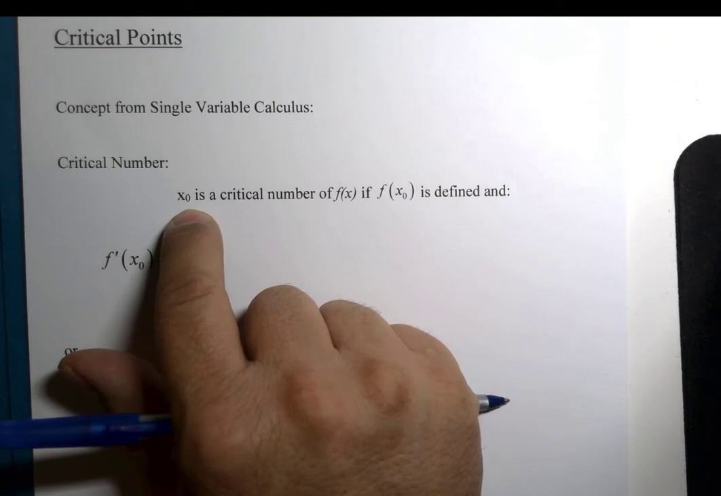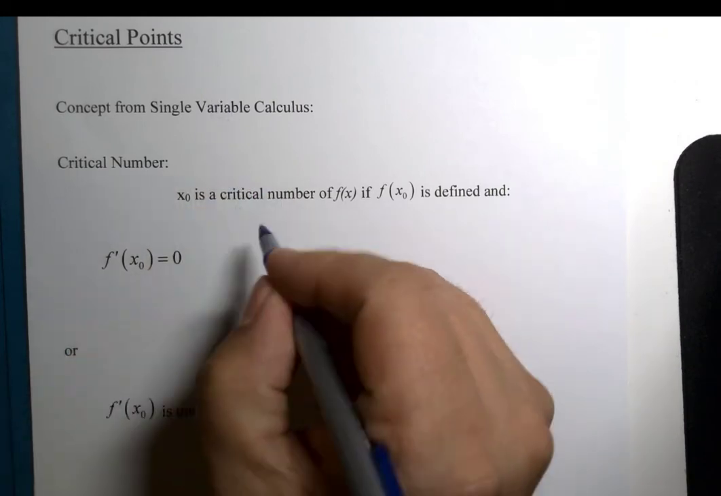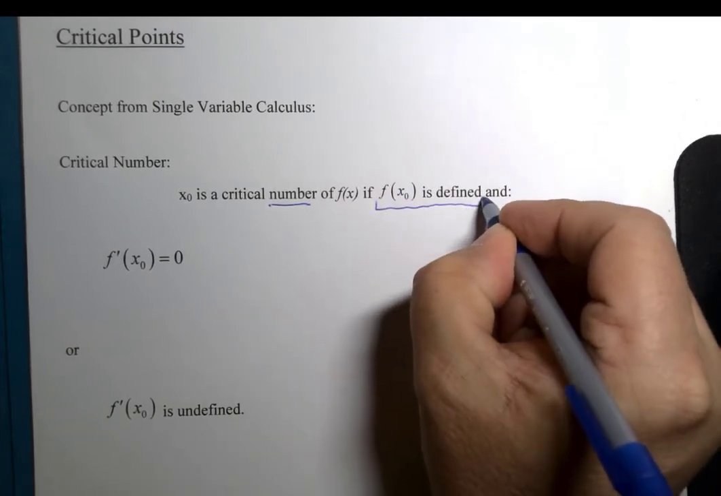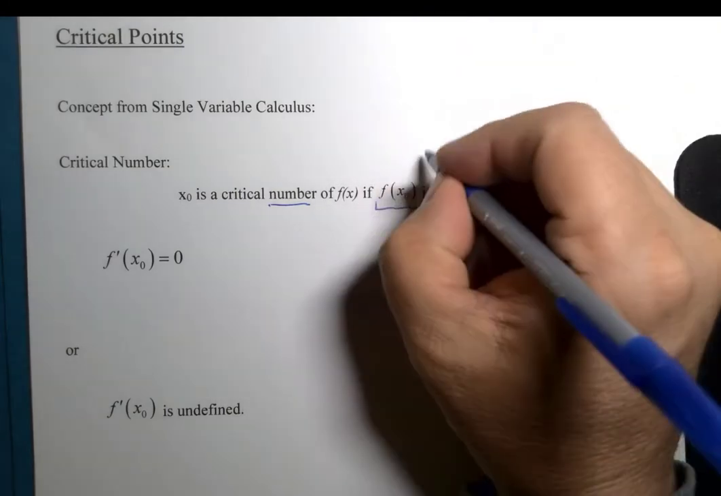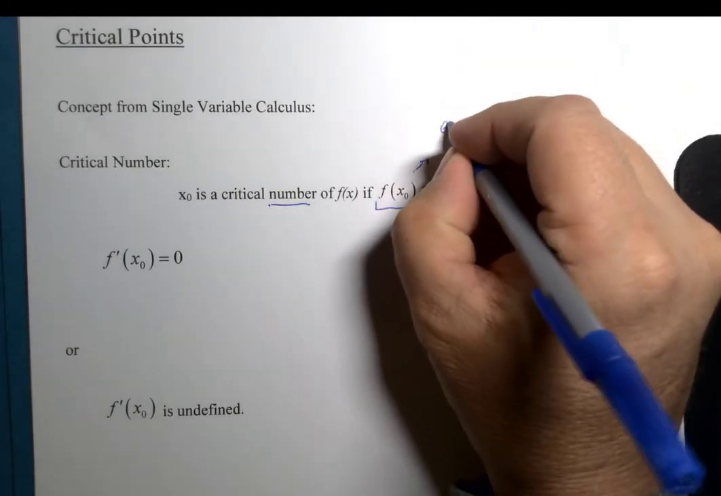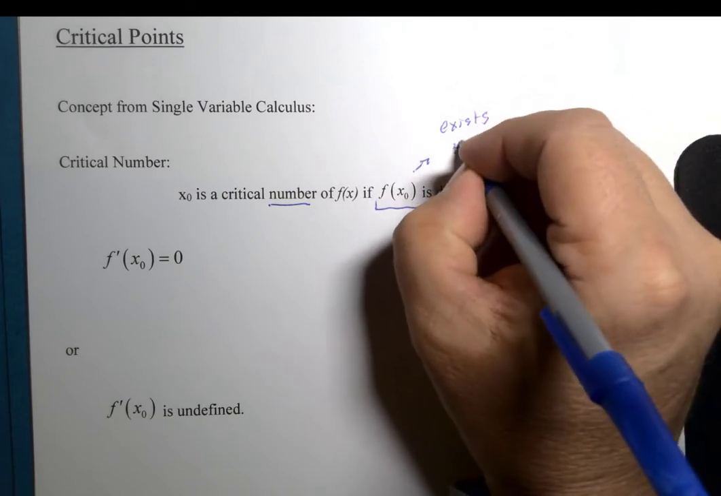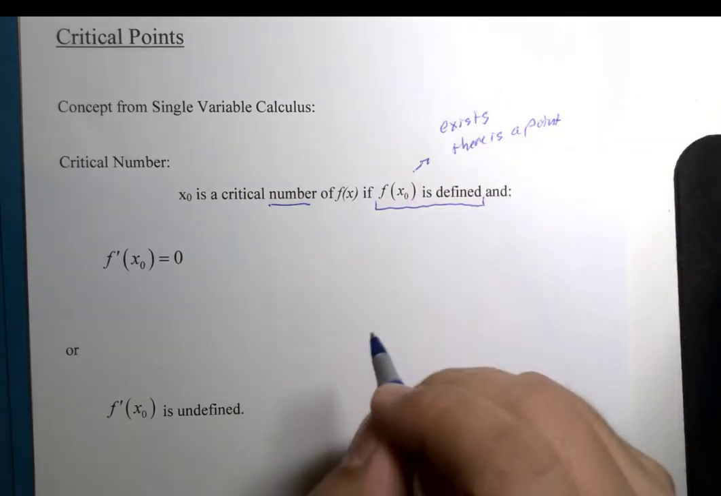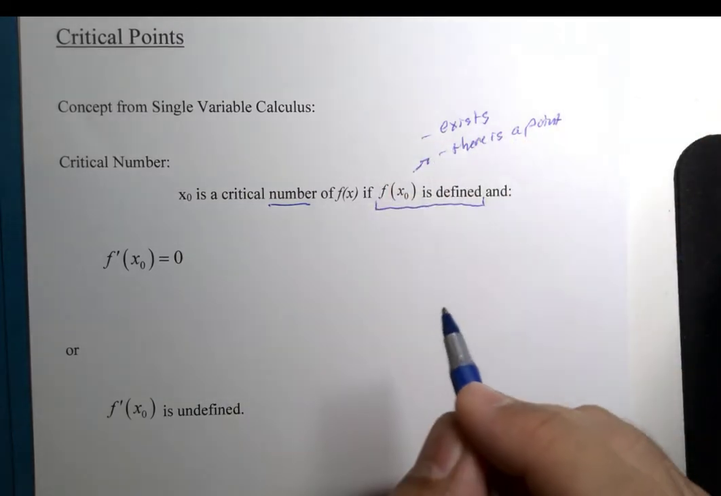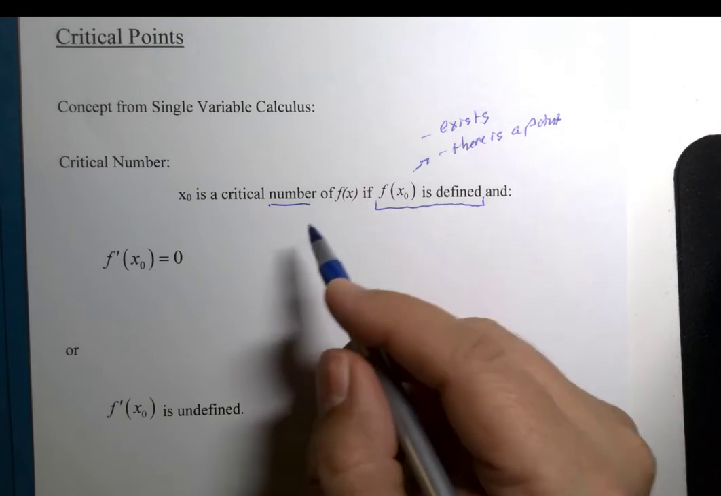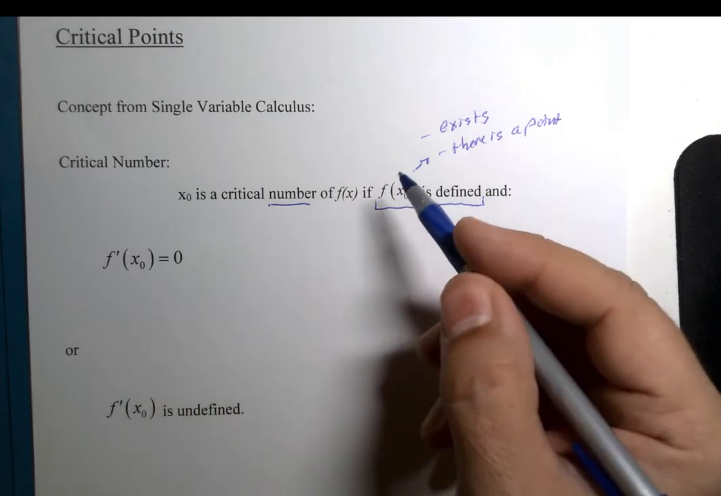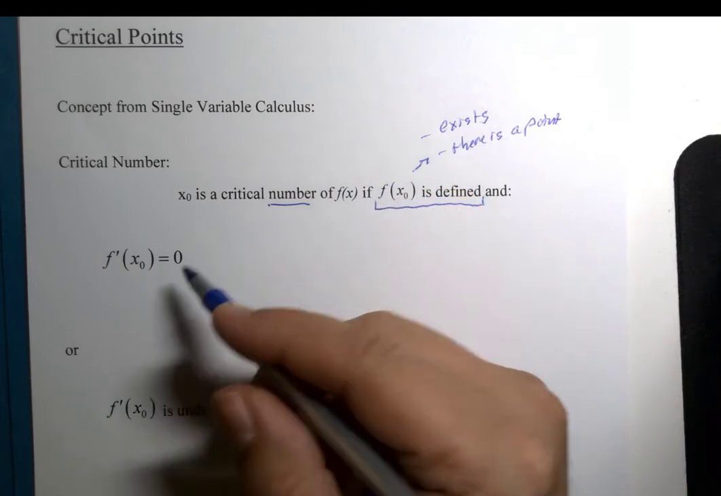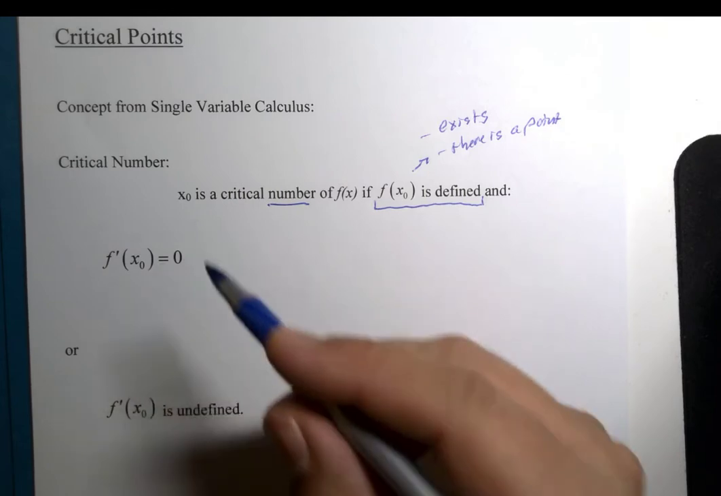So if we have a given x value and it's called a critical number of a function, then that means when you substitute the number into the function, it's defined, or that means it exists, or you could say there is a point on the graph there. Those are possible ways of viewing that statement's defined. And we learned that the point where there's a critical number has to have another condition with derivative, and so one of those conditions was the derivative is 0.